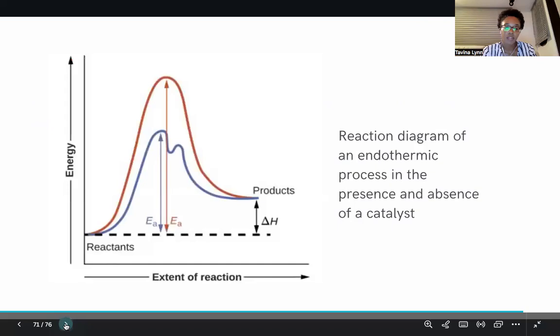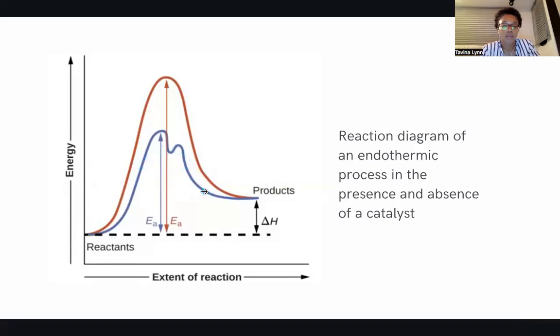So let's look at the energy diagram in the presence and absence of a catalyst. So here is an endothermic process mapped onto this energy diagram. The red line shows this process in the absence of a catalyst, and the blue line shows this process in the presence of a catalyst, right? And so we see how with the catalyst, we lower this activation energy, and we actually end up with a different reaction pathway in the presence of the catalyst, where it's a two-step process as opposed to a one-step process in the absence of the catalyst.